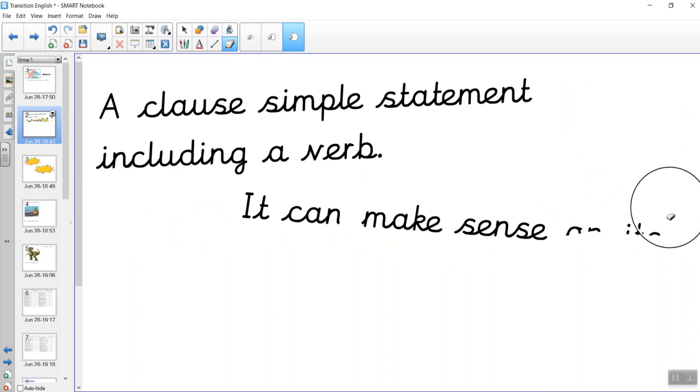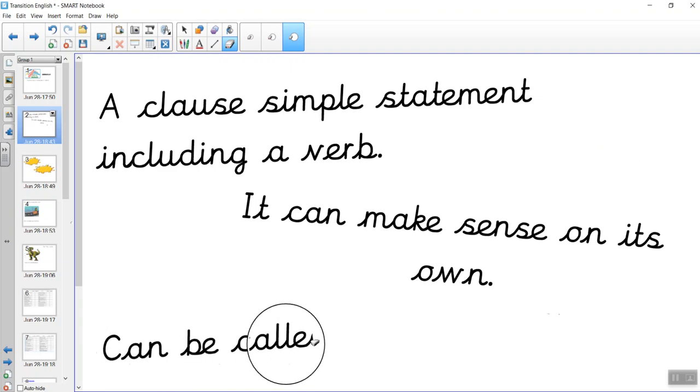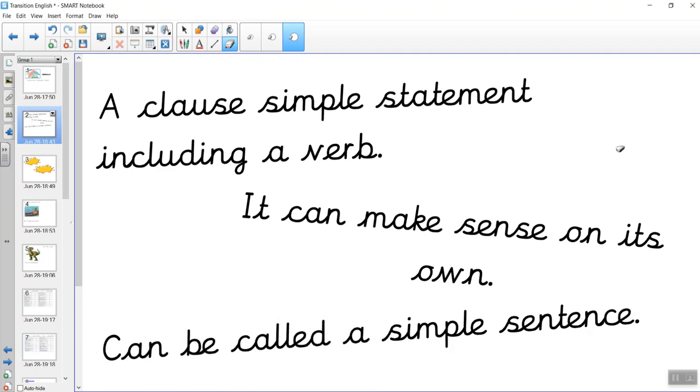It can make sense on its own. So the tea went cold. It makes sense on its own. The tea went cold. And it can be called a simple sentence. If it makes sense on its own, it can be called a simple sentence. So you could say, for example, the boy danced. The tea went cold. So they make sense on their own.